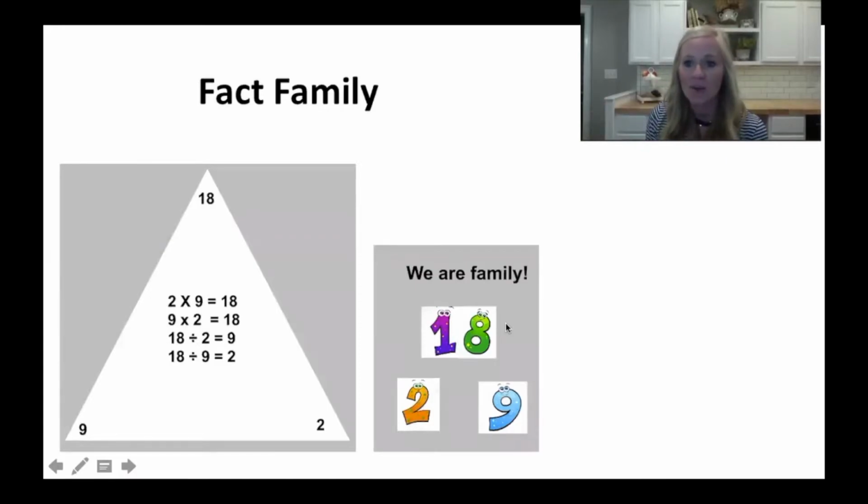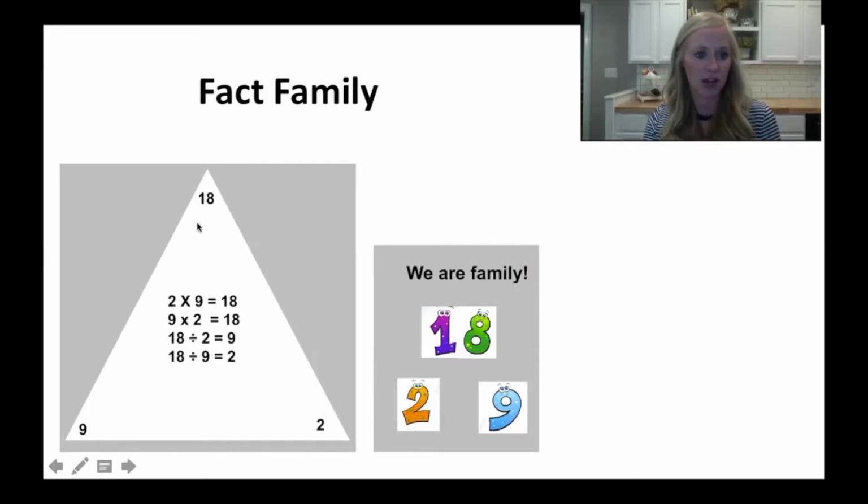Now, you probably are thinking, that sounds a lot like fact families. Now, we often use fact families when we're talking about addition and subtraction, but with multiplication and division, we also have fact families. So when I take a look there, the big thing that I notice is in a fact family, they have the same 3 numbers.